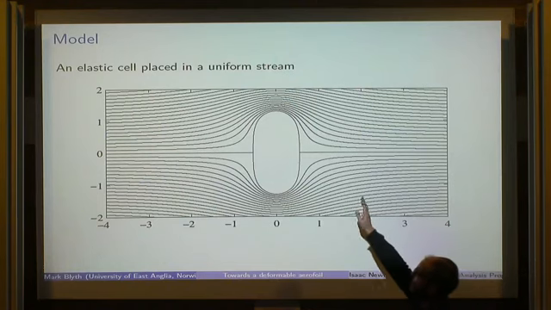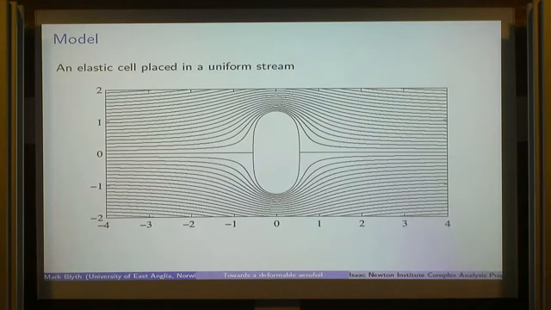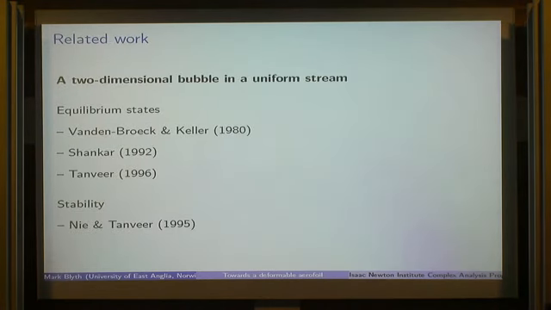So also, according to Bernoulli's equation, there's a pressure variation around this cell. If you get rid of the flow and just look at a completely static cell with a difference in pressure between the interior and the exterior, that's a fairly classical problem that's been looked at by a number of authors, which I'll come to in a second.